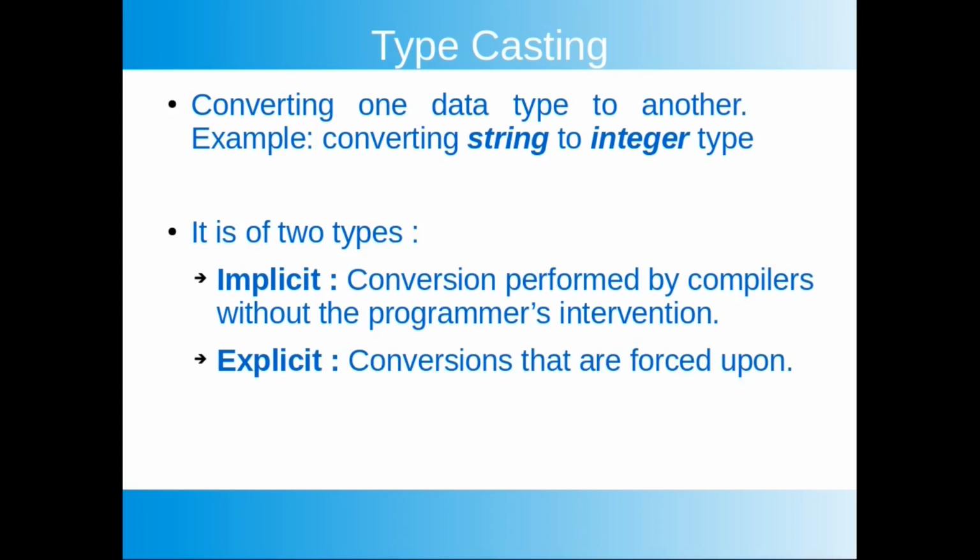Here the conversions are forced upon, which means that here the programmer intervenes so that one data type can be converted into another. And we need typecasting because during the course of the program we may want to convert one data type to the other. Now gradually you will come across these kinds of things, because in Python whatever the input is, it is in the form of string. Now to convert this string into any other type which is required, this is where typecasting comes into action.